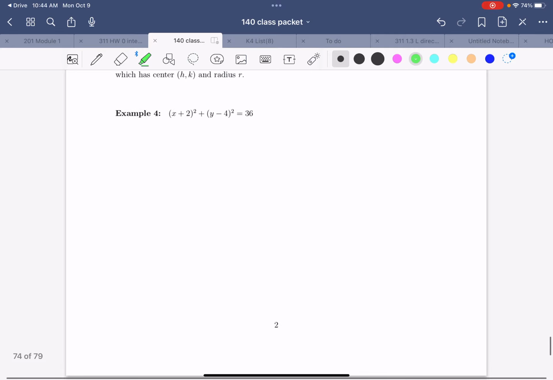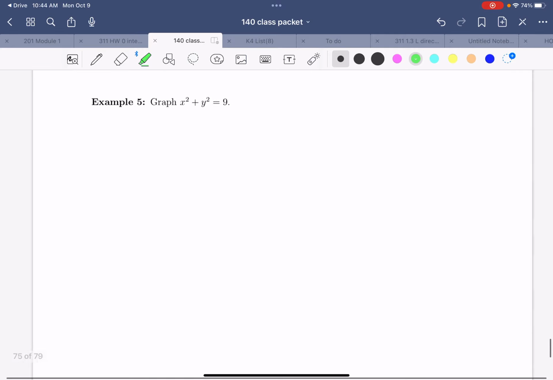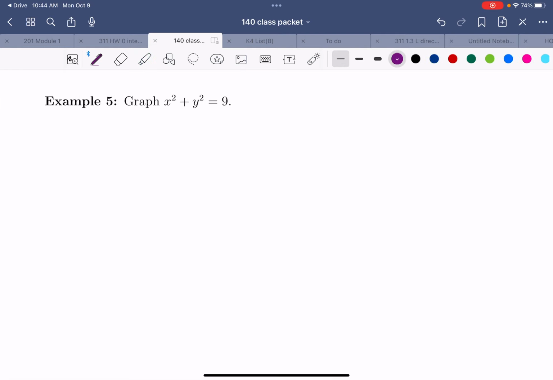Okay, so I'm actually going to do example 5 before I do example 4. I think I put them in the wrong order. So let's jump down here.